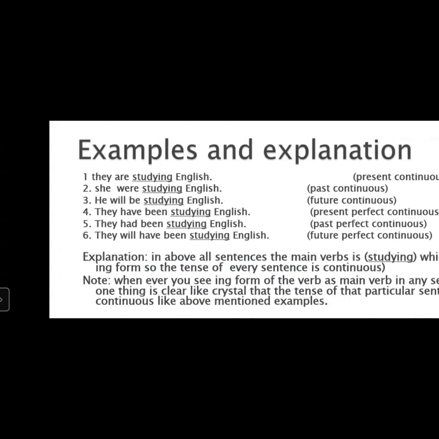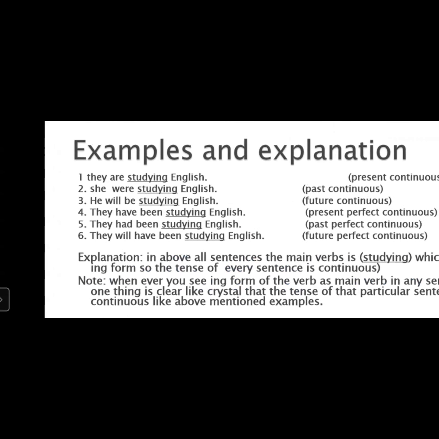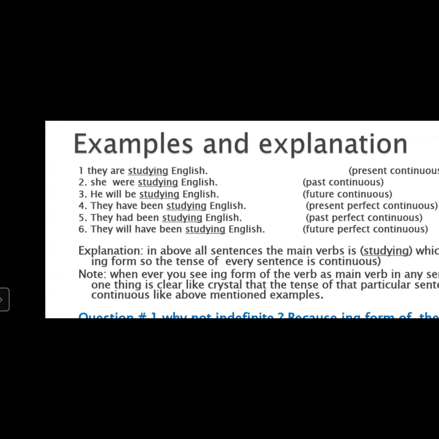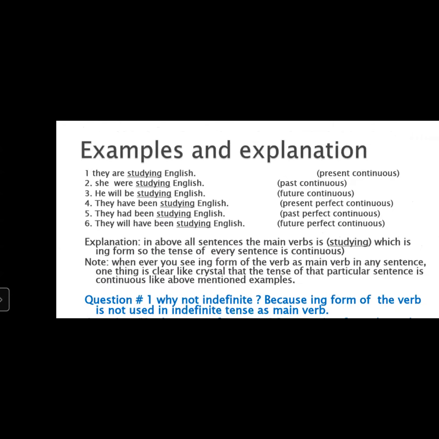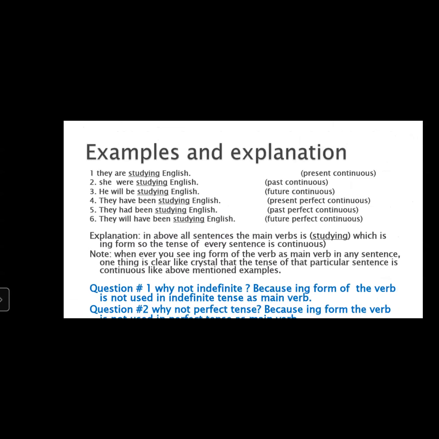They are studying English. We are studying English. He will be studying English. They have been studying English. They had been studying English. They will have been studying English. So in all the above sentences, the main verb is studying, which is the ing form. So the tense of every sentence is continuous.